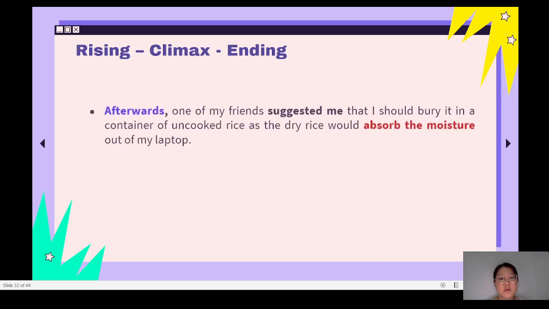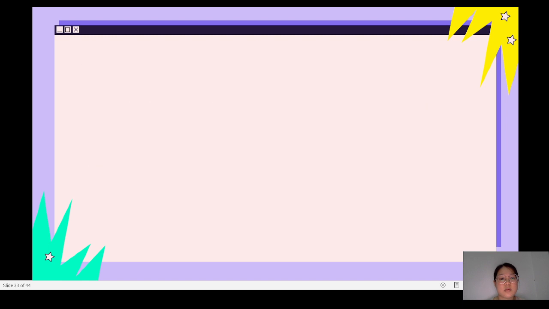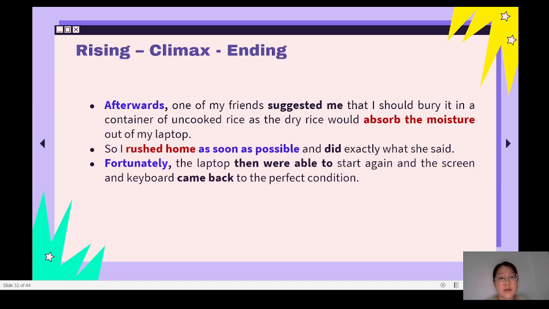Now we move to the core idea. The core idea of this answer is here. Afterwards, one of my friends suggested that I should bury it in a container of uncooked rice, as the dry rice would absorb the moisture out of my laptop. So I rushed home as soon as possible and did exactly what she said. Fortunately, the laptop was then able to start again, and the screen and the keyboard came back to perfect condition.